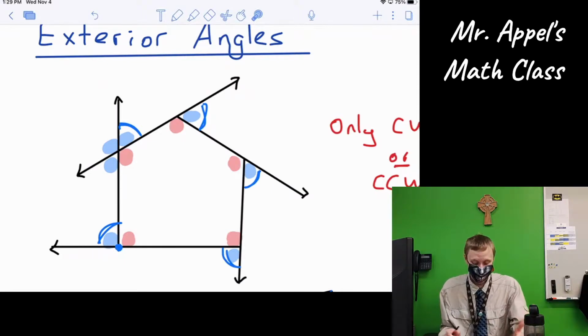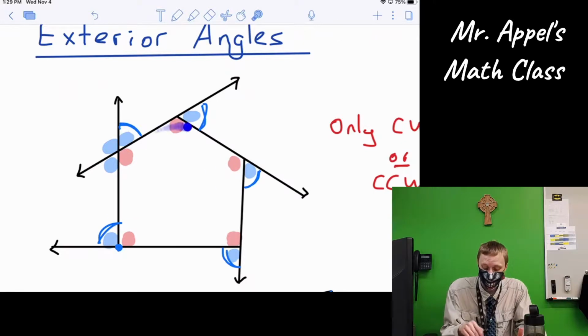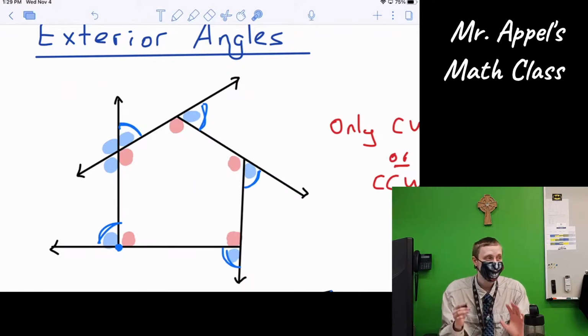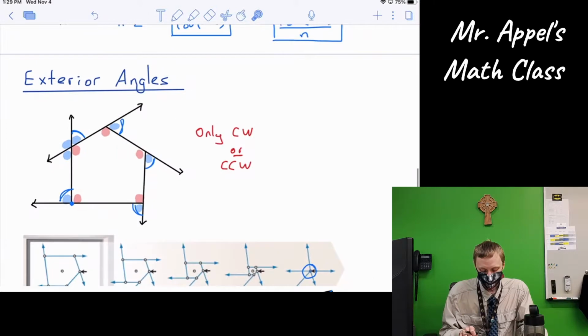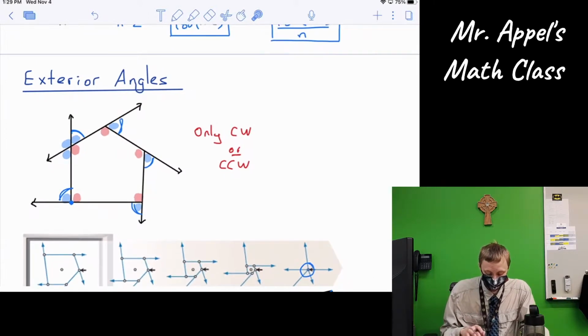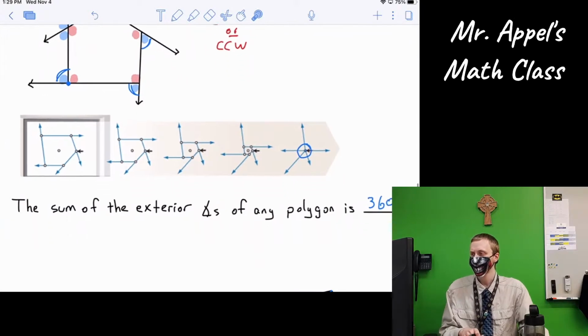And in fact, that's what's going to happen every time, no matter how many roads or intersections there are, no matter what type of polygon it is, regular or irregular. It does have to be convex, though. We will consider that. But it will always be 360 degrees.